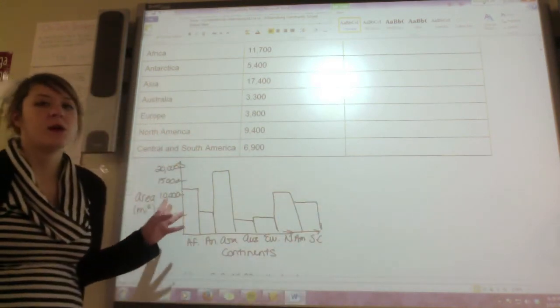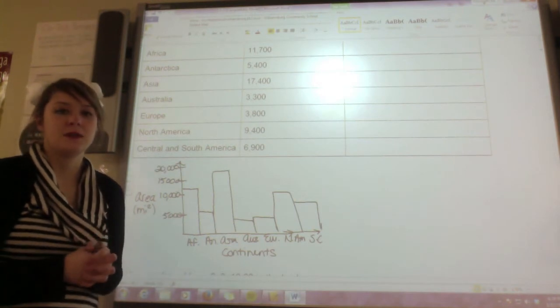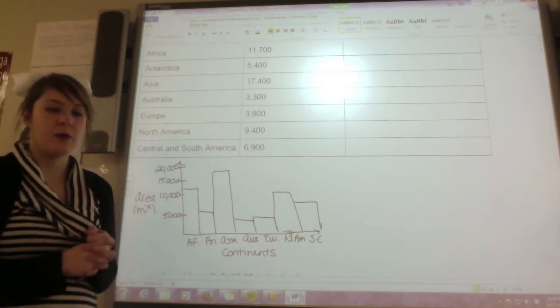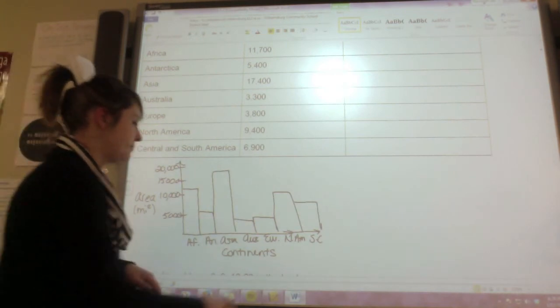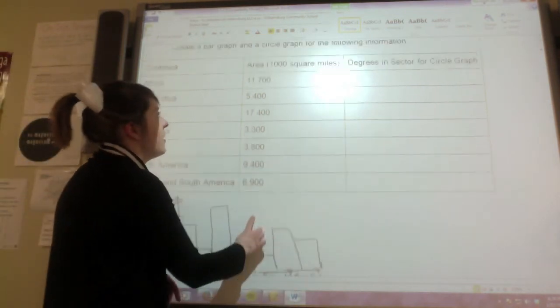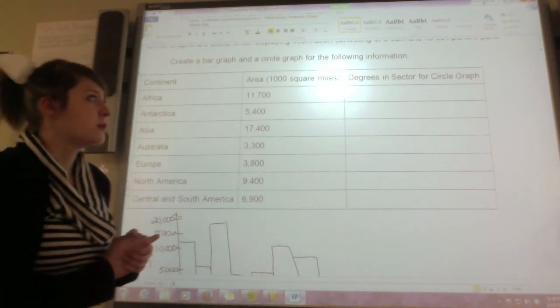Okay, so I've made my bar graph. Now, obviously, when you do this on graph paper, it'll be a lot more accurate than mine. Mine is very inaccurate. Okay, next up, we're going to talk about how to make a circle graph.